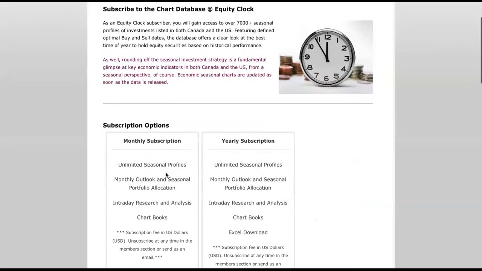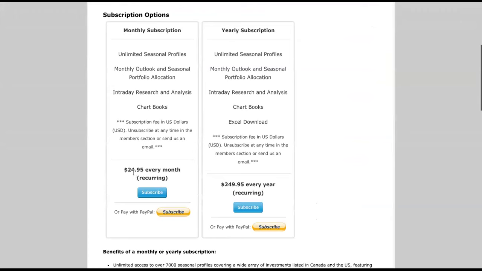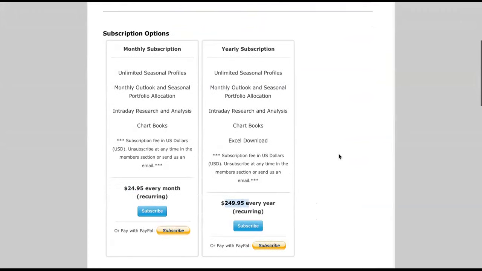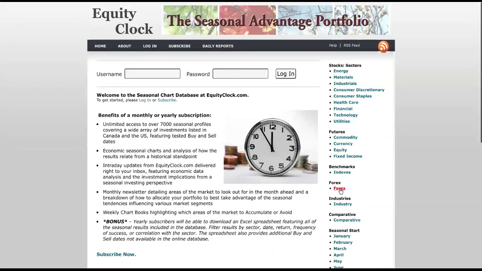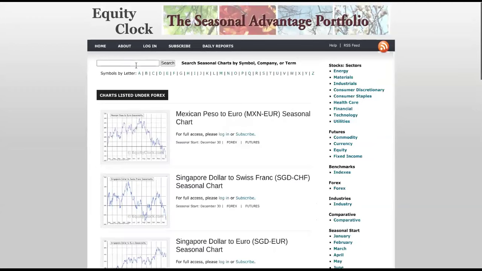Let me see. I don't even know how much it costs. This is not a sponsorship. Like $25 a month or $250 for the year. I don't think it's worth your while. They already give it to you for free. You just need it for a quick second. Click Forex, and we're going to go down.